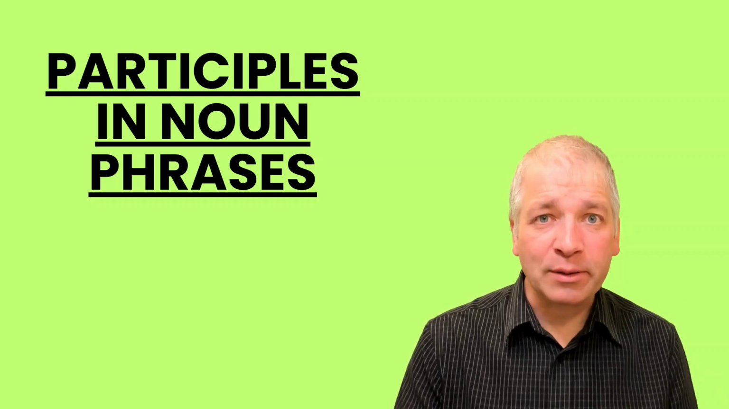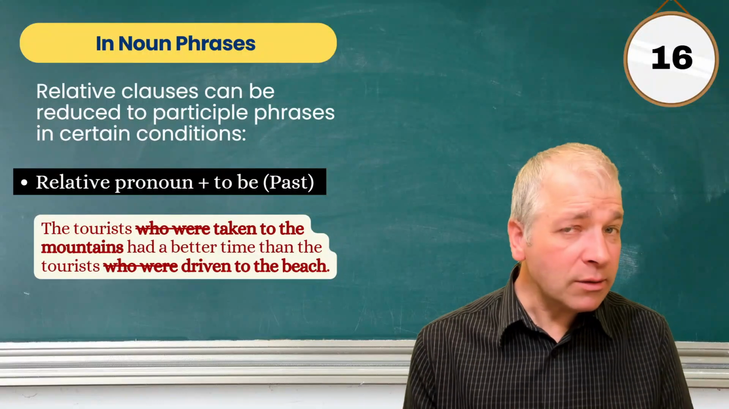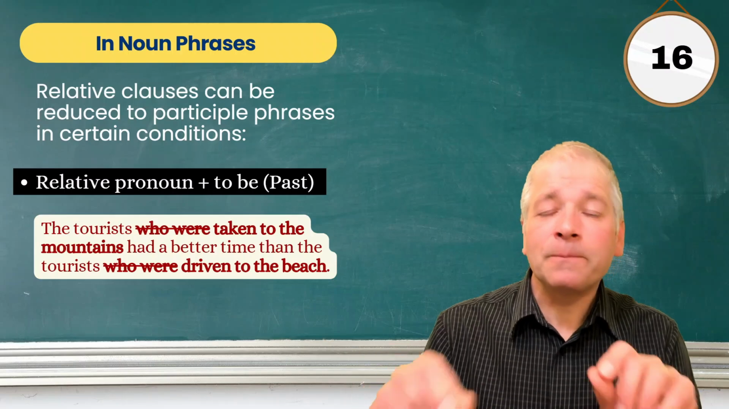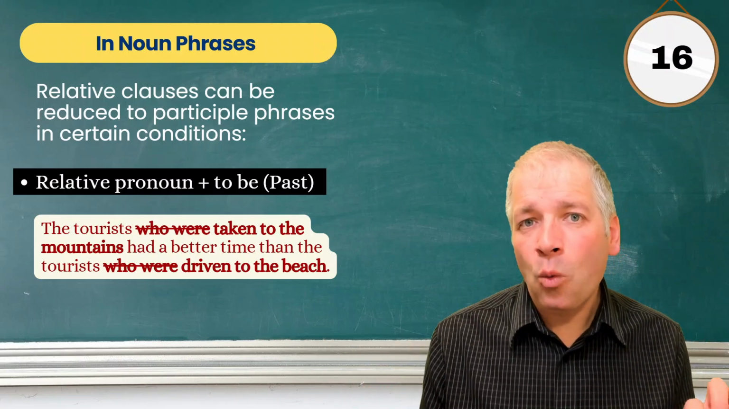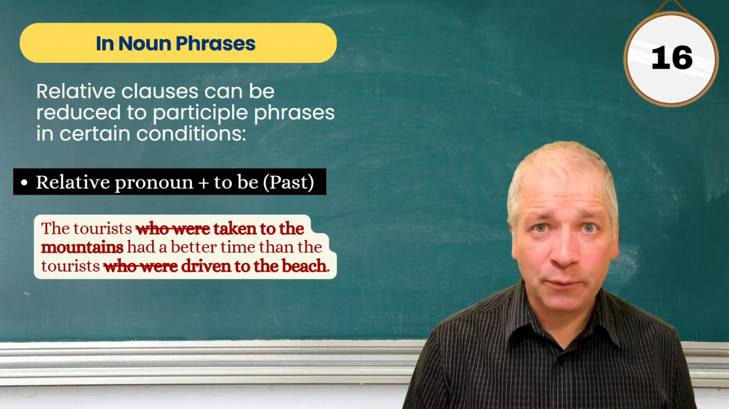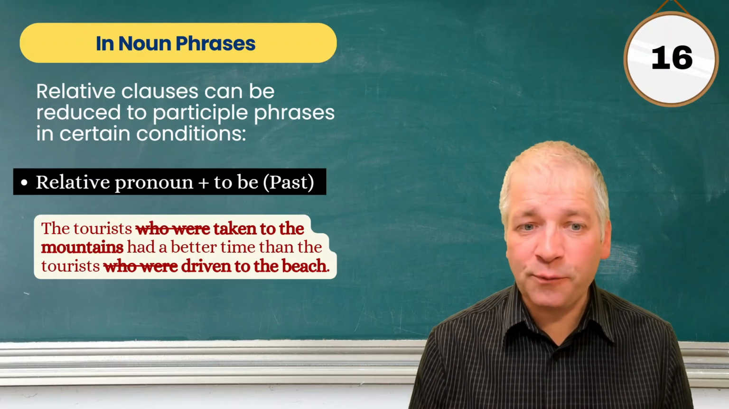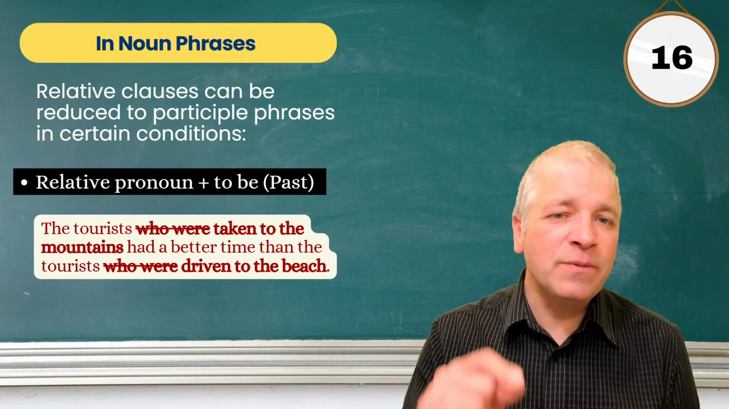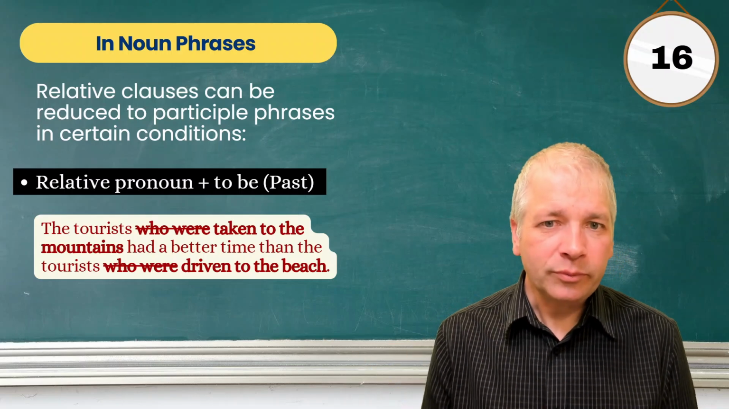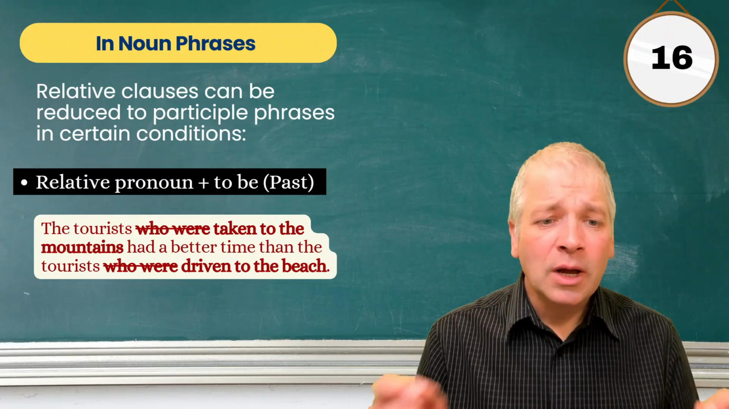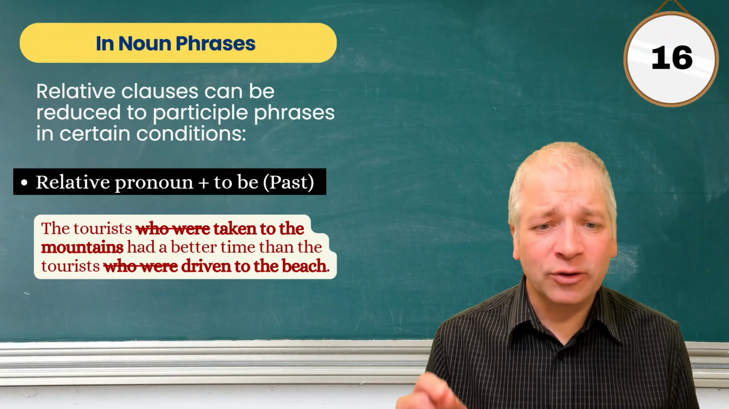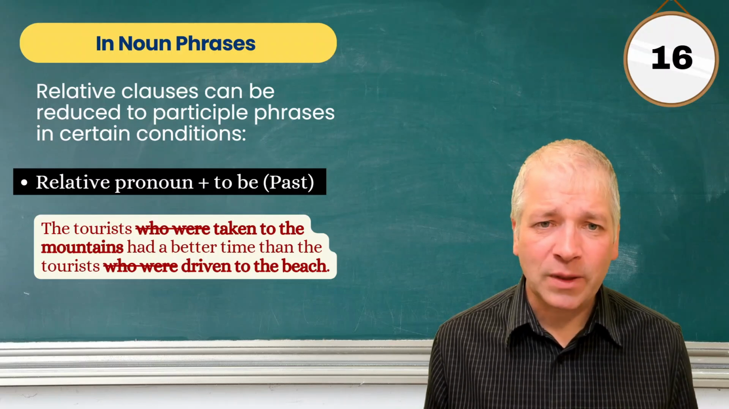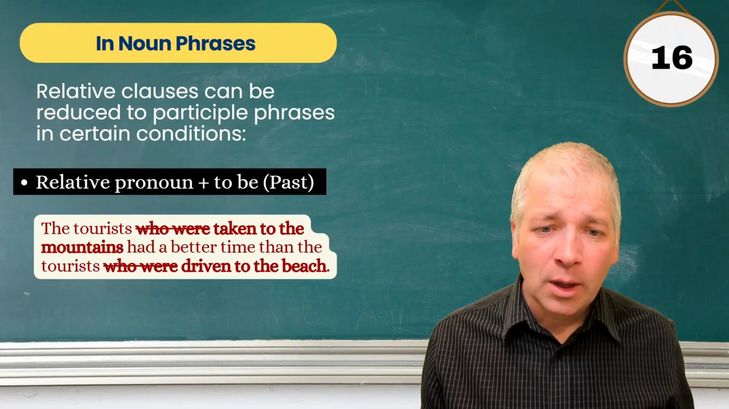Now let's look at some other situations where participles can occur. Firstly, in noun phrases. Relative clauses can be reduced to participle phrases in certain conditions when they form part of a noun phrase. First of all, if we have the relative pronoun plus the verb to be and then the past participle. Look at the example. The tourists who were taken to the mountains had a better time than the tourists who were driven to the beach. That's the full form.